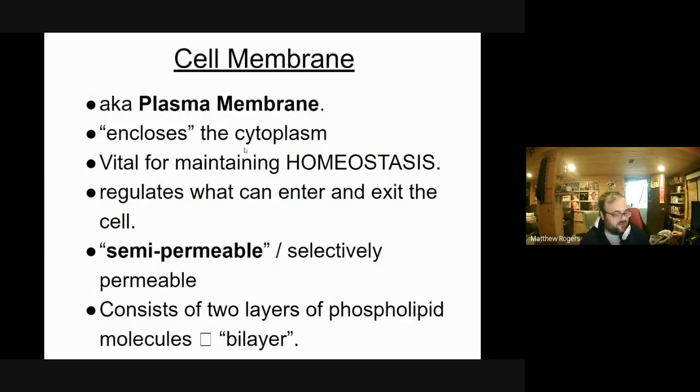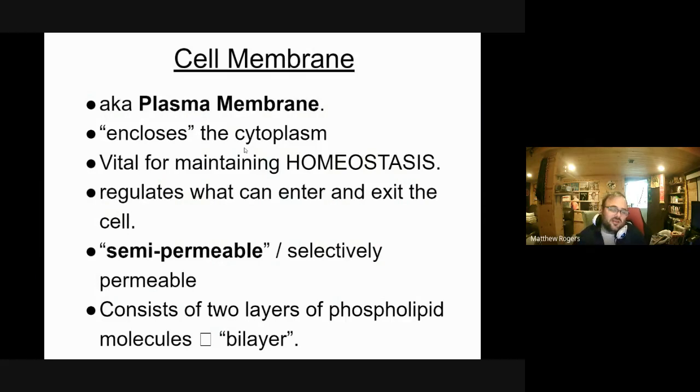And this is going to be very important for maintaining homeostasis. If you remember, homeostasis means to keep a balance. When you keep a balance, you need to make sure that you have control over what's going in and out of the situation or the system, as we like to call it in science, the system.